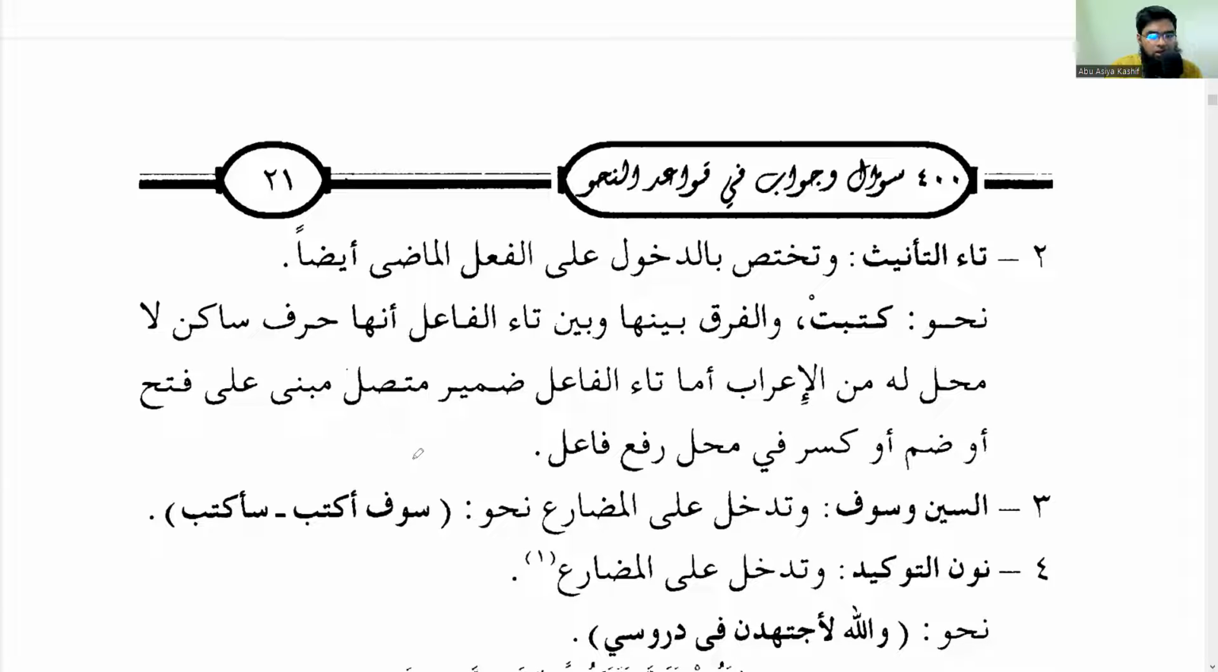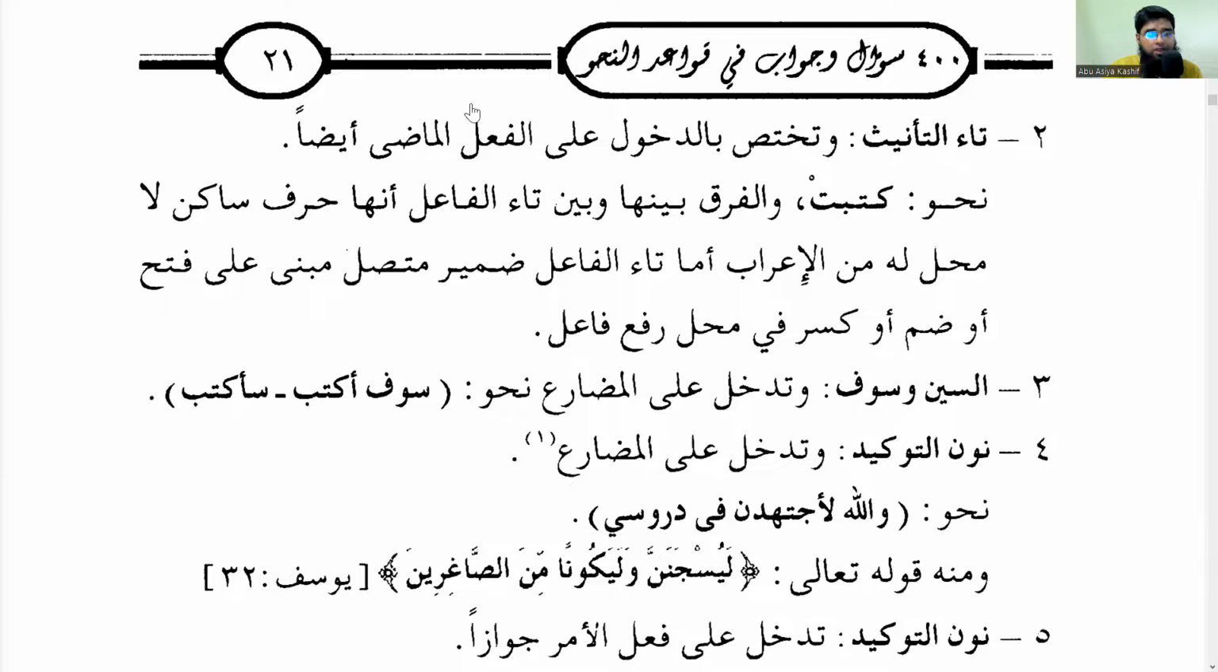It is all the conjugation of it. As for this word, مبني على الفتح, it is mabni on the fatha, أو ضم أو كسر, or on the dhamma or the kasra. في محل رفع فاعل. Like if you write ذهبتا, how do you do the i'rab of this? We say damirun muttasilun, an attached pronoun. Mabniyun ala al-fath, it is mabni on a fatha. Fi mahalli rafa, in the place of rafa, fa'ilun.